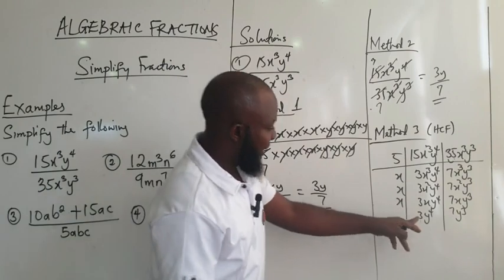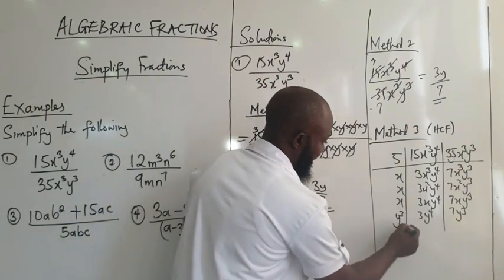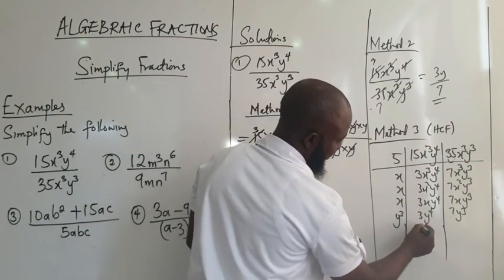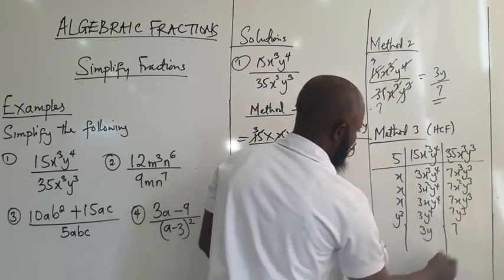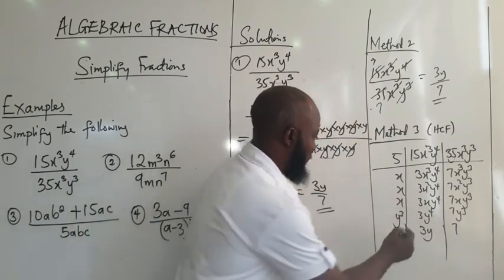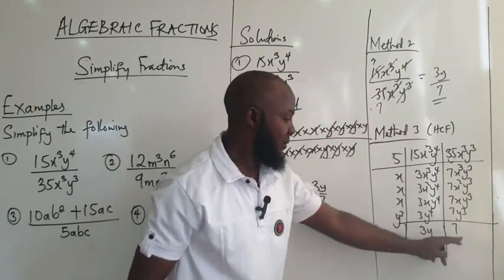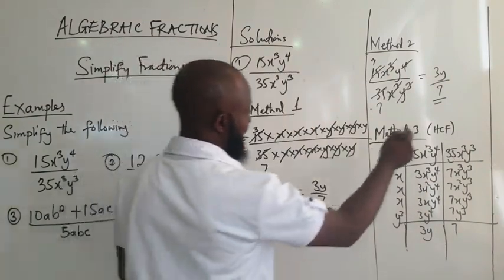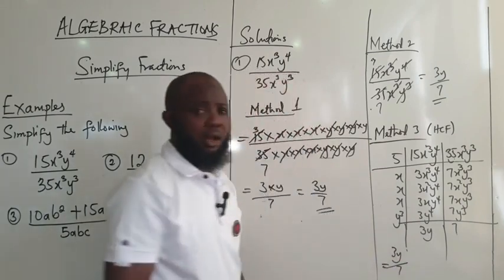So you can see, what is common? We can just take y raised to the power 3, it is common, right? So what are we going to have left? 3y. Then what do you have left here? 7. So what we have here, the final one, will now be our answer. This is the numerator, while this is the denominator. So our answer will just be the same thing, which is 3y divided by 7. I hope this is very clear.